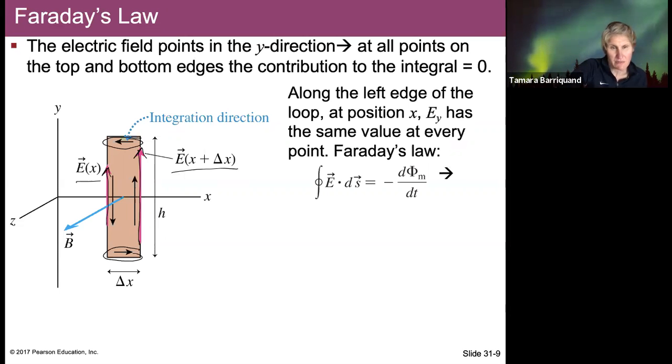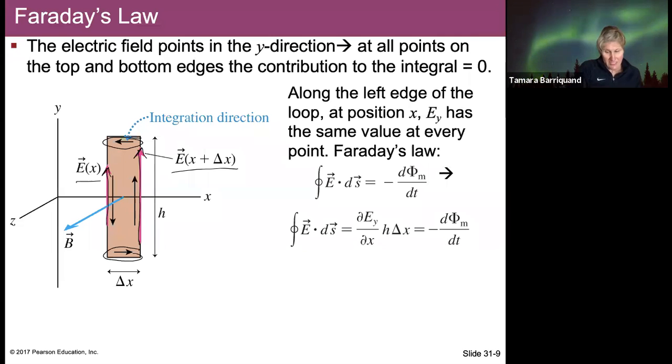Now Faraday's law, which we have already seen, is the integral of E dot ds, which is equal to negative dΦ_m/dt. So we'll look at the integral of E dot ds, which is going to be equal to dE_y/dx. So that's what this is here. This is E(x), and then we're going to E(x + Δx). So that's dE_y/dx, how E_y is changing in x. And again, it's a partial because E_y is also changing in time. And that will multiply by the area, so h Δx. And that, of course, will still be equal to negative dΦ_m/dt.